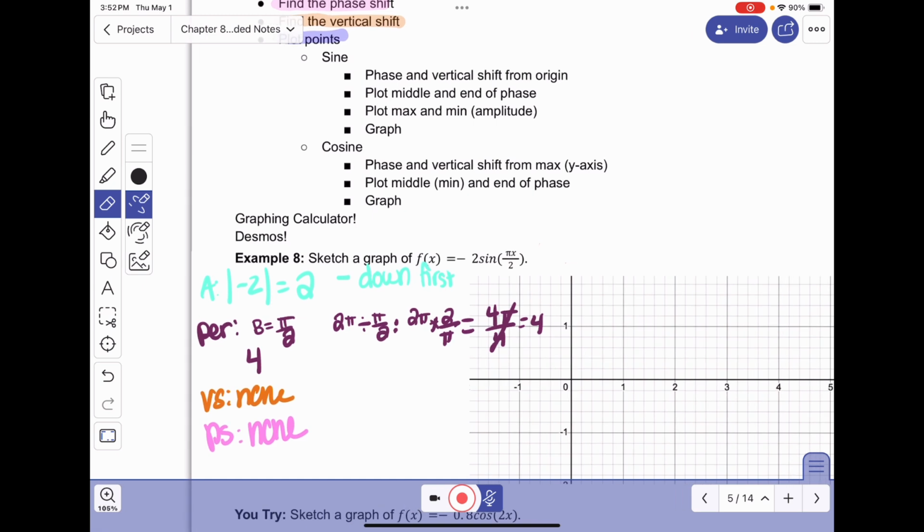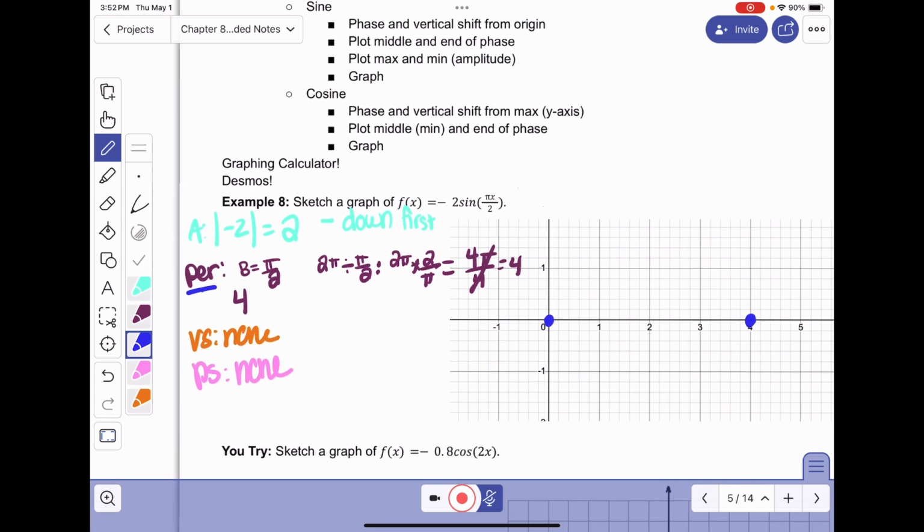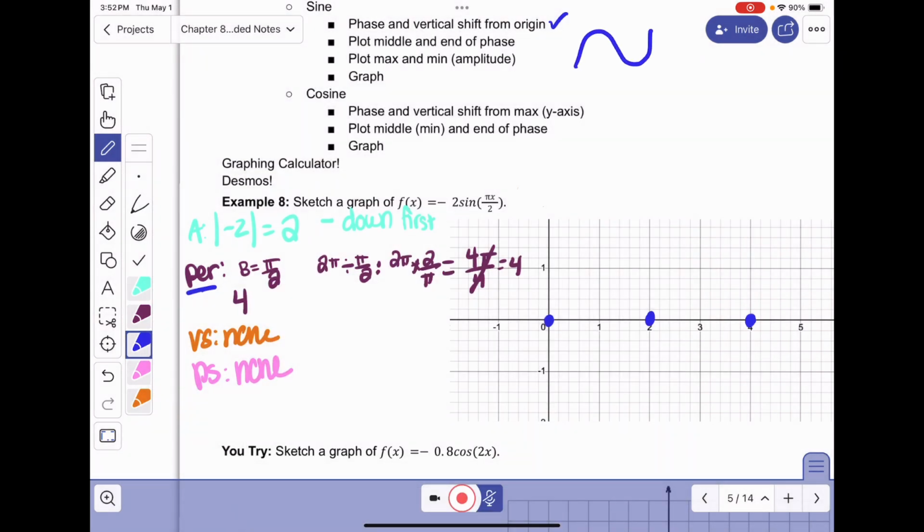So now we plot. Sine starts at the origin if there's no shift. Then we said our period is 4. So we're going to repeat at 4. So there's our phase and vertical shift. If those are the ends, this is the middle. And sine is the one that looks like an S. So it has to touch that midline 3 times. And then we go down first.